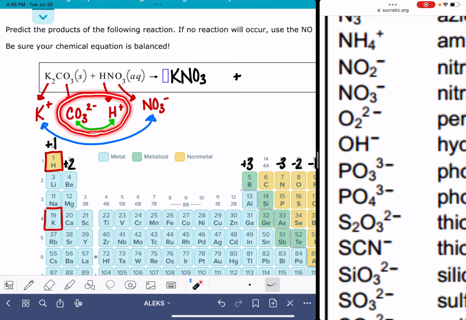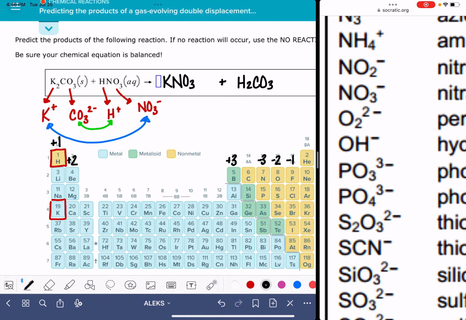The other thing that we're going to make here is formed between the H plus ion and the CO3 2 minus ion. Because the carbonate is a 2 minus charge and the hydrogen is only a +1 charge, we're going to need 2 of these H plus ions to balance out the -2 charge of that carbonate. So that is going to be an H2CO3.